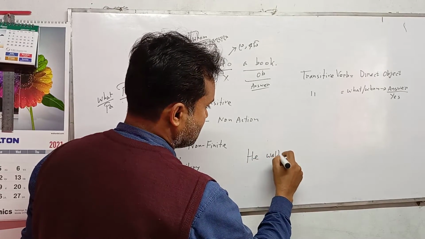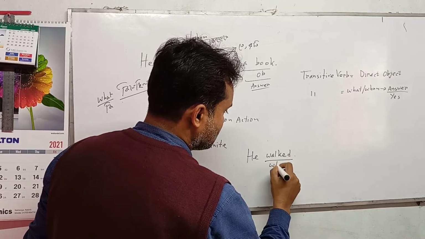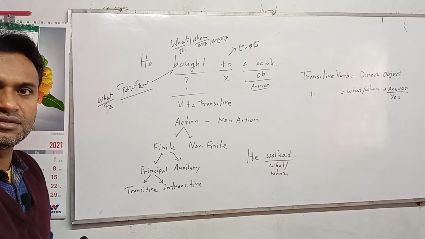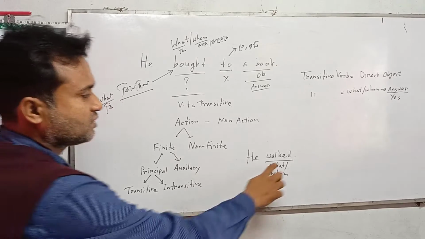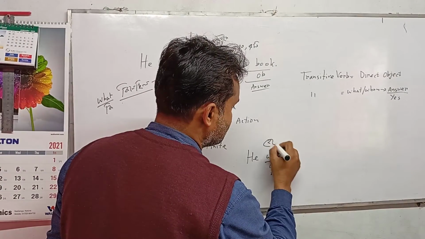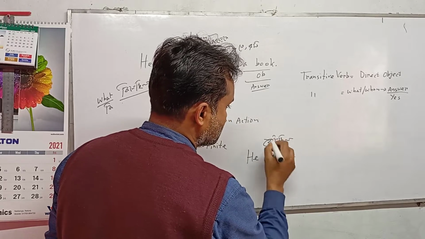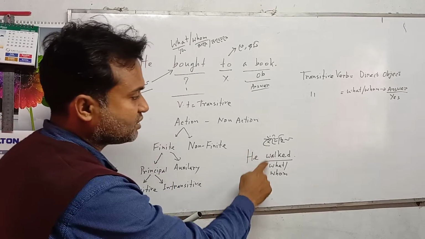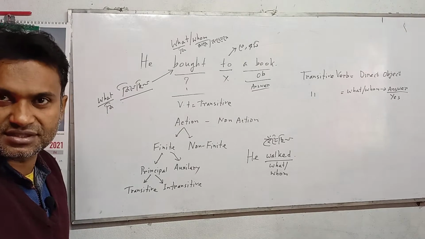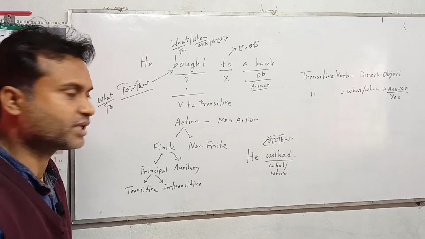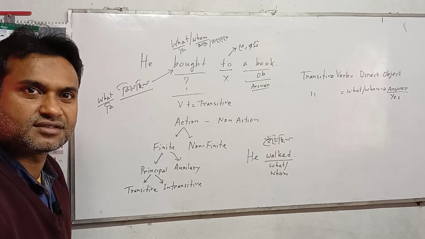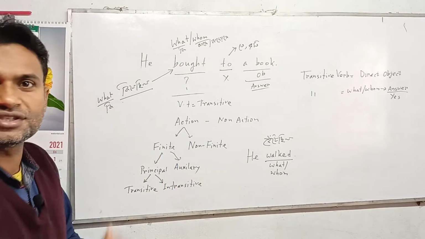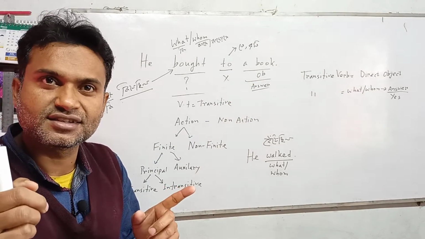For example, he walked. সে হাঁটে. You're right. And you can ask, what is the meaning of walked? হেঁটেছিল. So you can ask this question. What walked? কি হেঁটেছিল. What is the answer? It is no. There is no answer. For example, here you can ask what bought, কি কিনেছিল, a book. There is an answer. Do you understand?